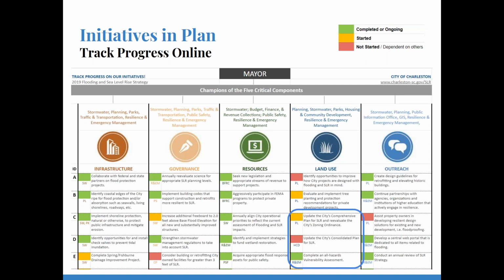So you can see, just as an example, if you look at the land use column, we separated all our initiatives into these 5 critical components. But if you look at the land use, you can see updating the city's comprehensive plan, updating the zoning ordinance, after that updating the city's consolidated plan, which is housing, and completing an all hazards vulnerability assessment. Those are pieces that we knew needed to happen, so we included them all in this plan, and that's how it's starting to take action.